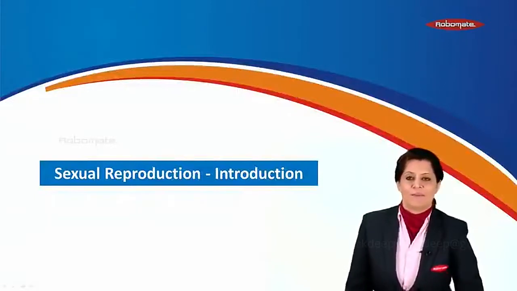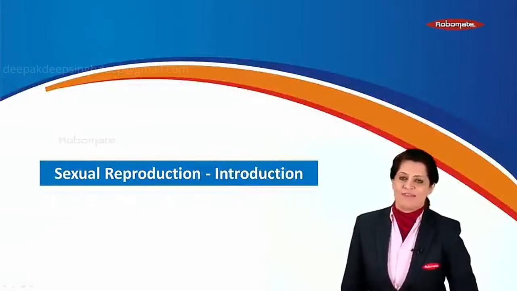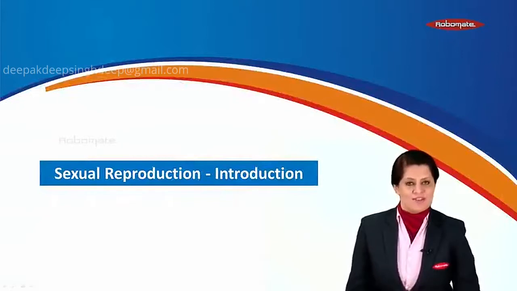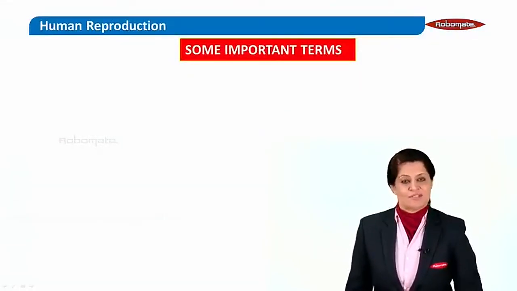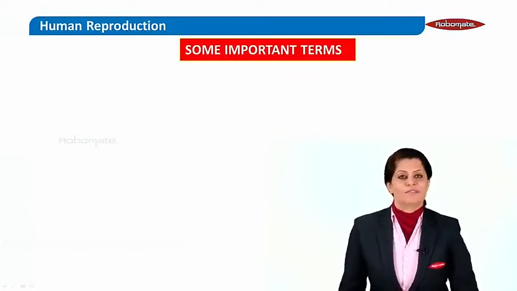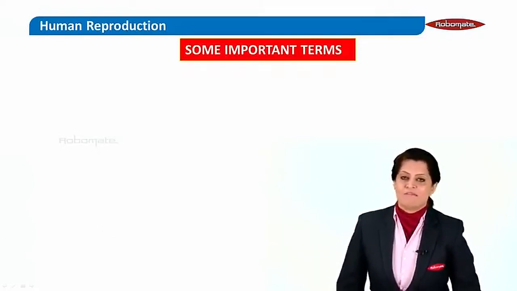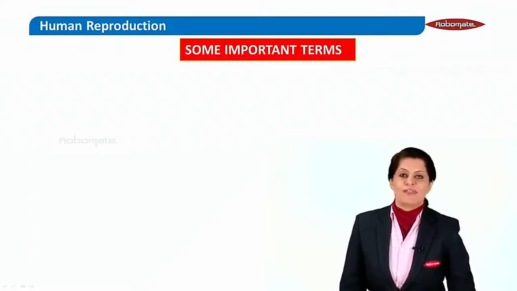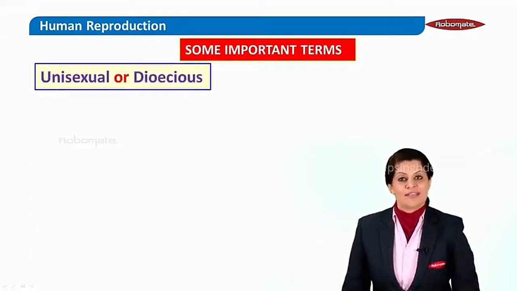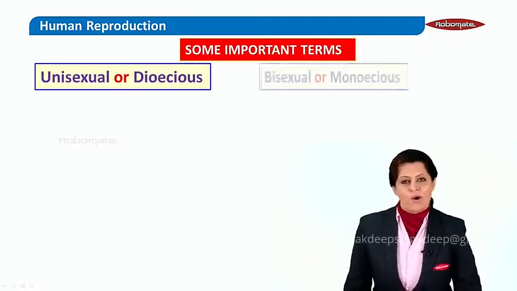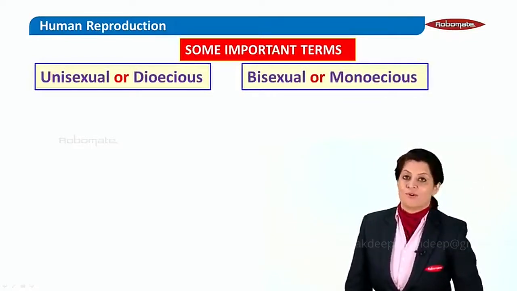We're going to be talking about sexual reproduction, and we're just starting with the introduction to it. Now, before starting with sexual reproduction, students, you should be aware of certain important terms which we normally use when we are teaching sexual reproduction. For example, unisexual or dioecious, or bisexual, also called monoecious.